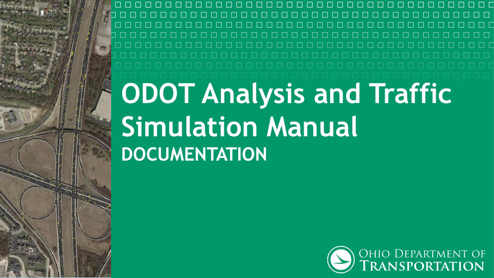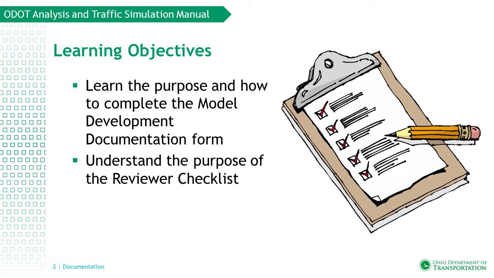This module, the online training for the ODOT Analysis and Traffic Simulation, or OATS, manual provides guidelines on the requirements for analysis documentation. The documentation will be a brief summary to report the overall model process, calibration steps, and calibration results. There were two forms developed as part of the OATS manual to help document the analyst's assumptions and aid the reviewer when checking the model inputs and outputs.